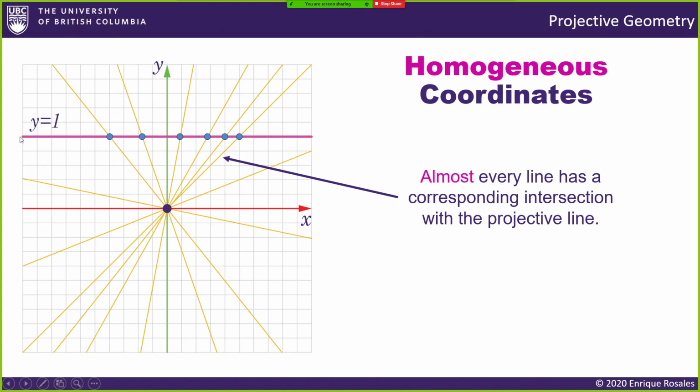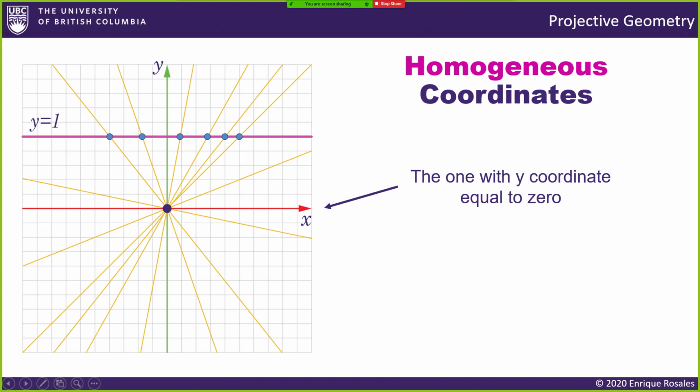So can you tell me which one is the only one that is not touching the projected line? Yes, x-axis, origin, exactly. So the one with the y coordinate equal to 0, basically, or the x-axis, exactly. Okay, good.